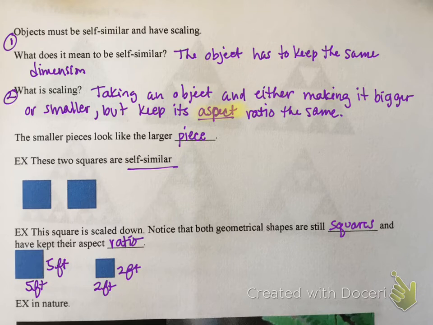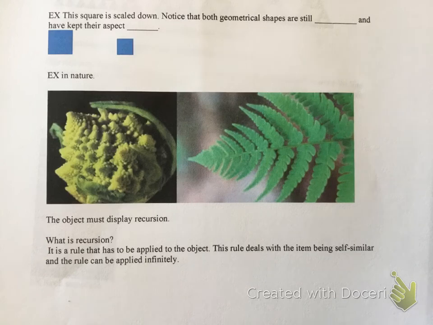All right, so here are some examples in nature. When you look at this Romanesque broccoli, this whole entire shape is shaped like this. If I look at one of the pieces, like let's say, for instance, this one, this piece looks like the larger piece. And if you look at a smaller piece, it looks like the larger piece. So that's showing self-similarity and scaling. I just wanted to show you an example of what that means.